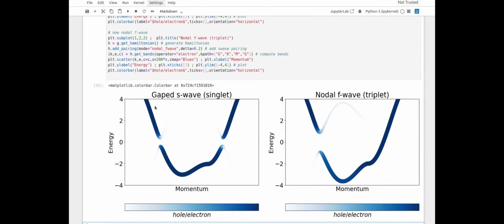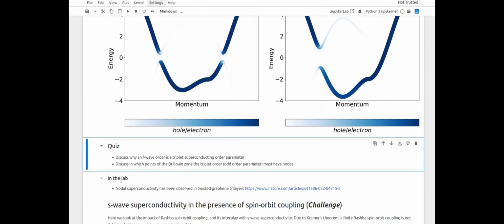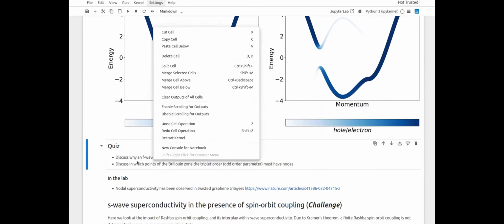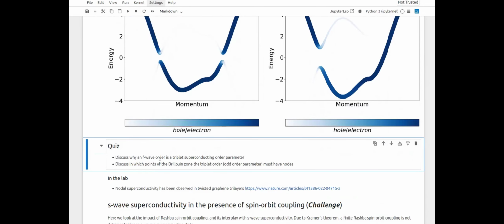So you see that for the S-wave superconducting order, we get a gap in this crossing, get another gap in this crossing, but with the nodal F-wave order, there's a gap in this part of the Brillouin zone, but this band remains gapless. And so let's look at the question. First, why does an F-wave order realize a spin triplet superconducting order? The reason is that F-wave is actually odd under momentum, right? So F corresponds to L equal to 3, and an L equal to 3 changes sign as you go from plus k to minus k, and therefore is odd in momentum space, which means that it's a triplet.